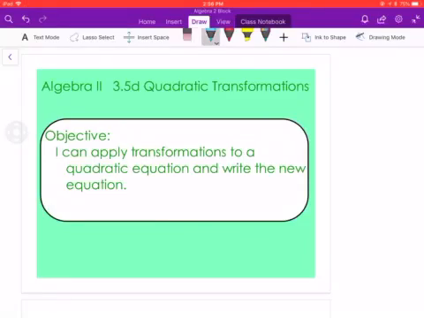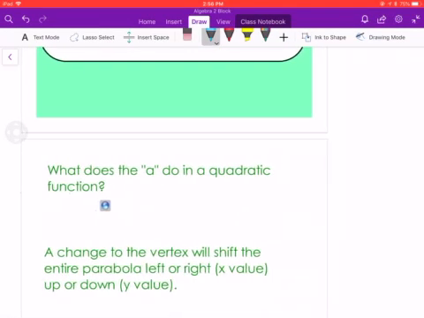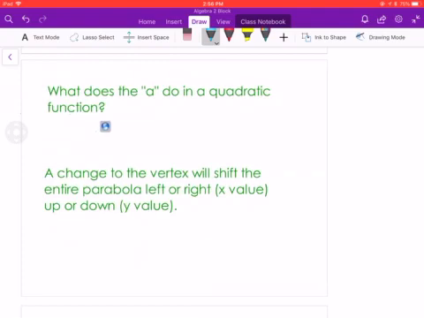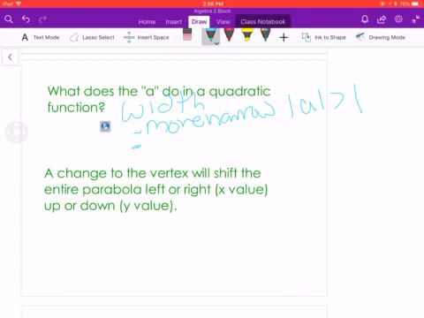Alright, today we're going to learn about 3.5D quadratic transformations. What does the a do in the quadratic function? So the a is in charge of the width, and it can make it more narrow. If it's more narrow, your a value has to be greater than 1. The width is also in charge if it wants to be wider. If it's wider, it's going to be a fraction.